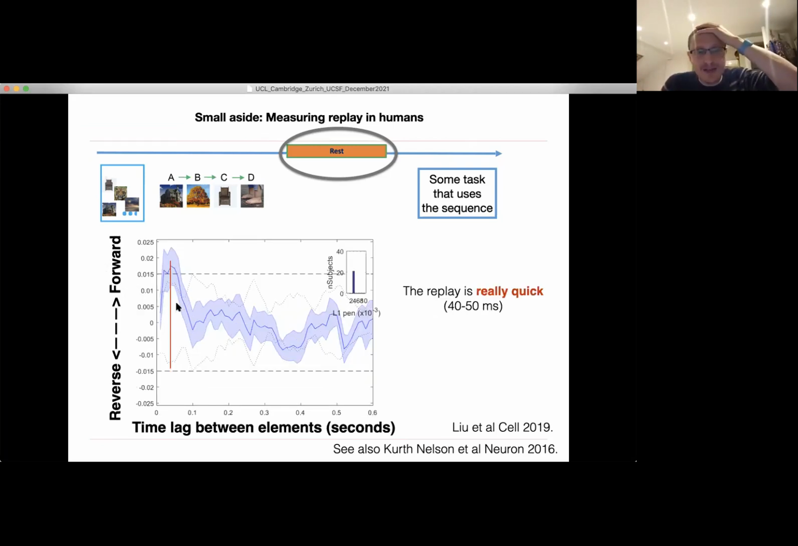The next thing you can see is this replay is really quick because it crosses that line here at about 40 milliseconds and nowhere else. And then you can see that it's going, in this case, forward because it's going up. If it was going backwards, this line would have been going down, right? I'm not going to explain exactly what this is, but that's how you read the graph.